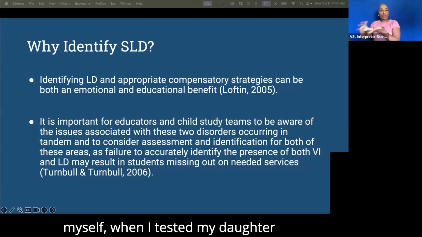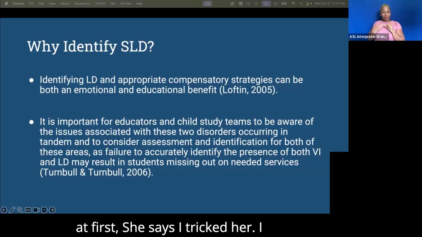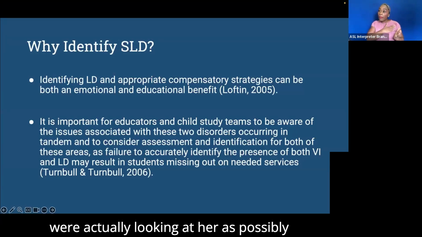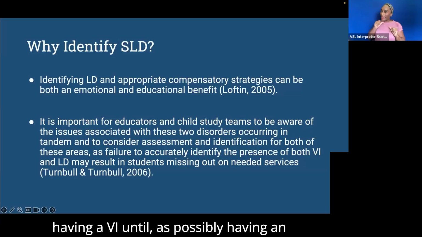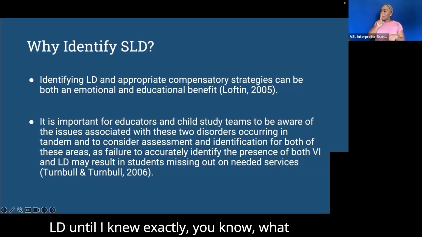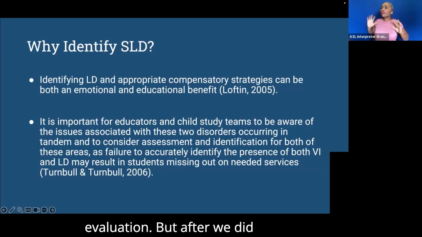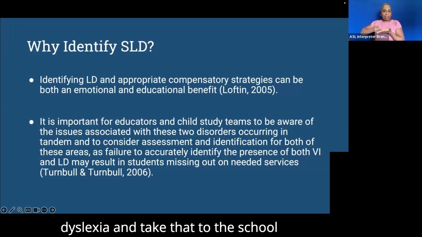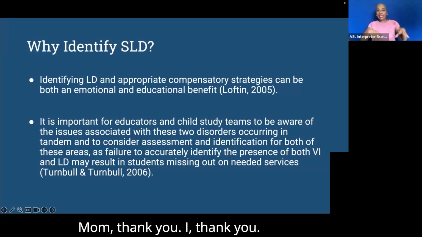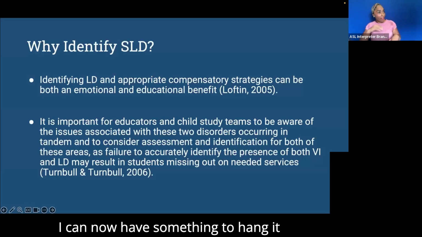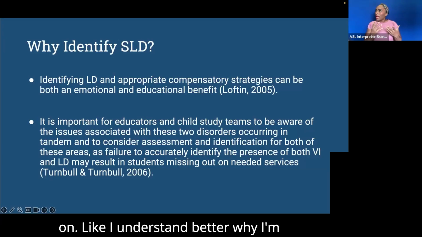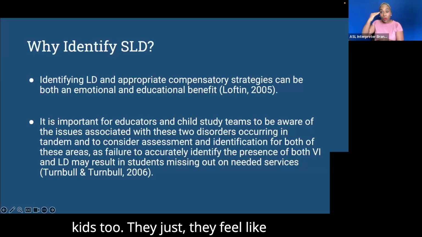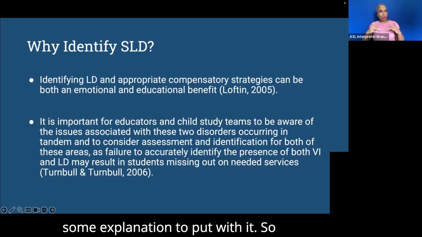I know for myself, when I tested my daughter at first, she says I tricked her. I did tell her that she was just helping my colleagues learn how to better test a student with VI. I didn't tell her we were actually looking at her as possibly having an LD until I knew exactly what they saw in their evaluation. But after we really narrowed it down to dyslexia and took that to the school, and they accepted the IEP, she said, "Mom, thank you. I can now have something to hang it on. I understand better why I'm struggling." It helps, and I see that a lot with other kids too. They feel almost a sense of relief that they have some explanation to put with it.